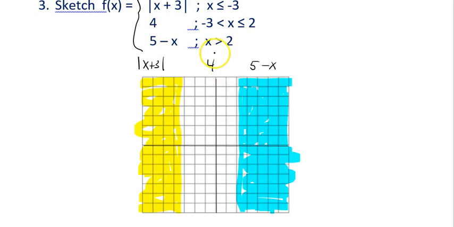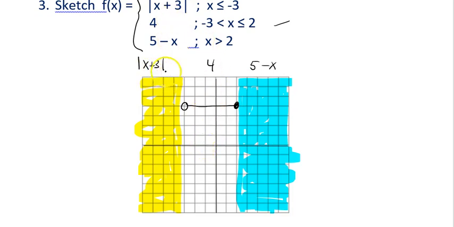On this one I'm actually going to do the middle section first because it's the easiest. Just like we did that negative 3 in the last problem, we've got a 4 here, and that's a horizontal line. So I'm going to do a horizontal line in the white section. I'm going to have an open circle on the left end and a closed circle on the right end because of these signs. So at 4, 1, 2, 3, 4, horizontal line, closed circle on the right end, open circle on the left end, and that takes care of that middle piece.